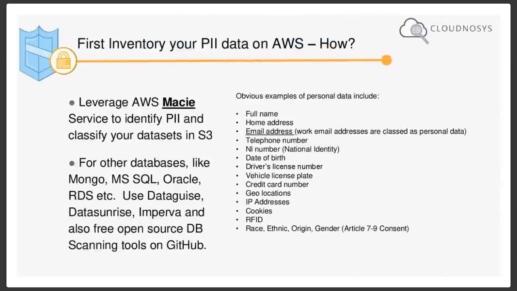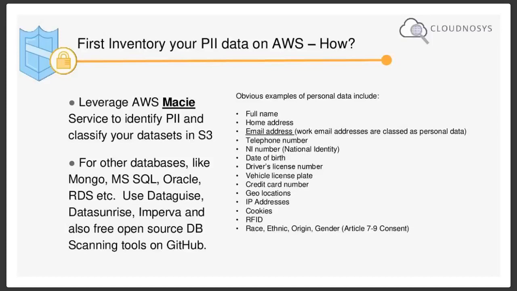The first thing that kicks off is inventorying PII data, and there are many ways of doing that. Probably the simplest and cheapest way is to use the AWS Macie service. This service scans your databases, currently just S3, and they are adding other databases like RDS, EBS, and so on. But at least you can run a scan and it will find all the obvious things like first name, home address, email, telephone number, national identity, social security numbers, and driver's license numbers.